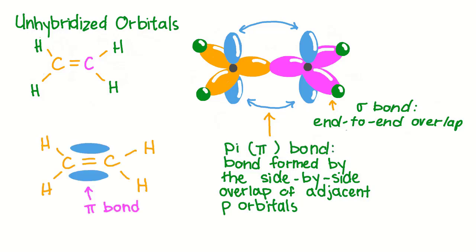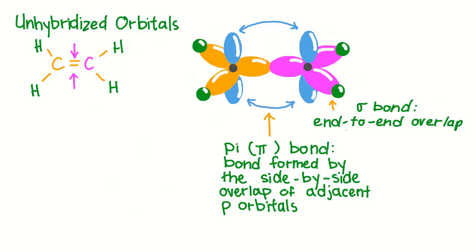The electron density of a pi bond is split above and below the molecule, with a nodal plane, or a region with no electron density, in the plane of the carbon and hydrogen atoms. Whenever we have a molecule with a double bond, one bond will be a sigma bond, and the other will be a pi bond.